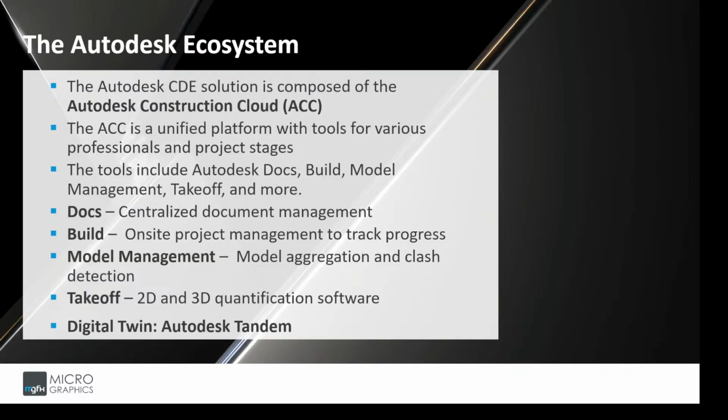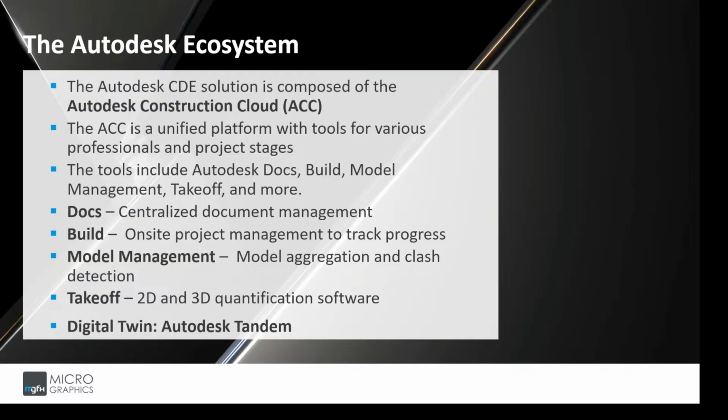Then we've got model management. This allows for model aggregation and clash detection. The core function of this package is that it automates clash detection, identifying where building systems might interfere with one another. For example, as mentioned previously, a pipe going through a beam. This can be identified early on. It saves quite a bit of costs. Then we have Takeoff. This is the 2D and 3D quantification software with the core function being that it determines how much material is needed.